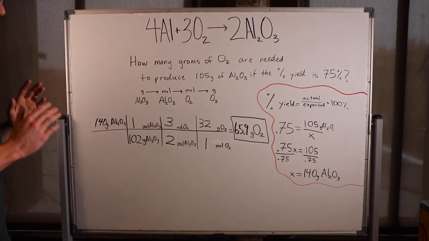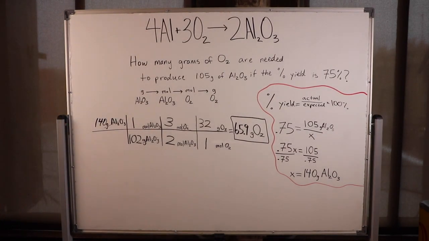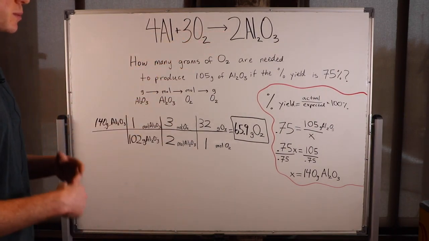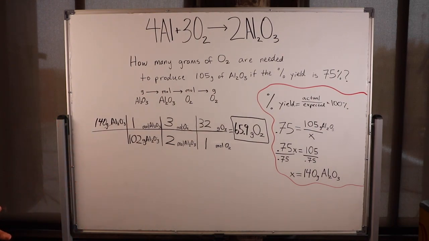Okay, so this is the last problem I'd like to do for this video. So this is another percent yield problem. And in this particular instance, we actually have to work backwards. So this can be confusing, but pay close attention and I think we can make this make sense. So I've got a reaction written up here at the top of the board, and I'm asking how many grams of O2 are needed to produce 105 grams of aluminum oxide, our product, if the percent yield is 75%.